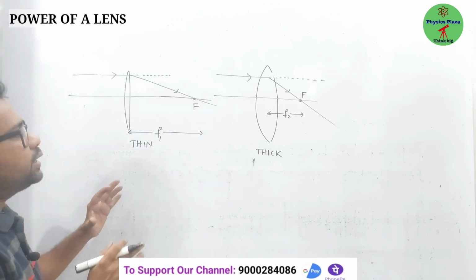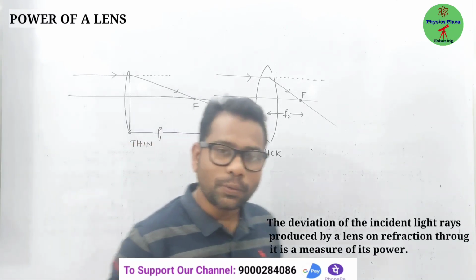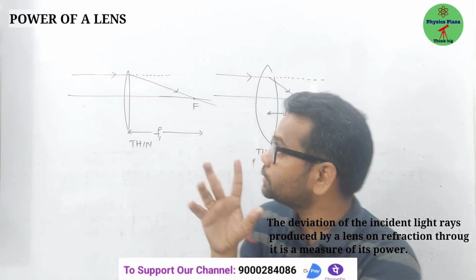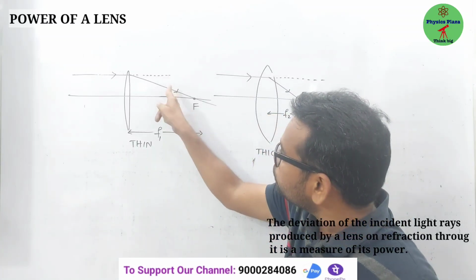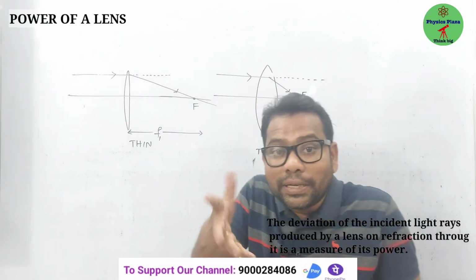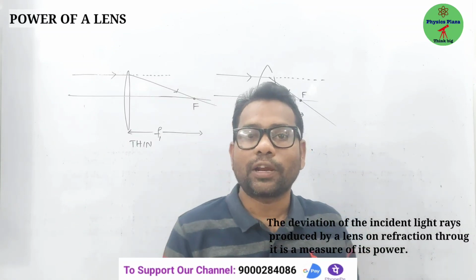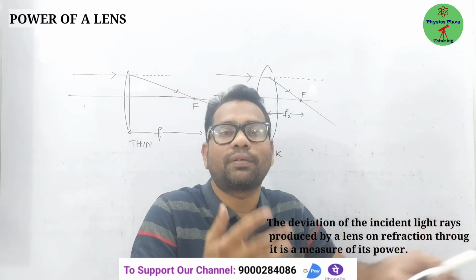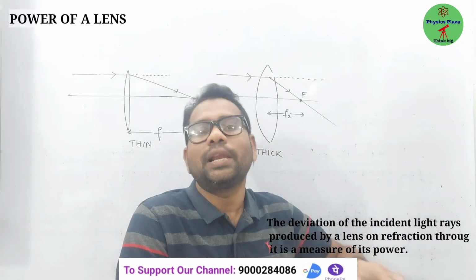Forget about the focal length first. Just think that here some deviation is produced. So the deviation produced is very, very important. Whenever light is incident on the lens, some deviation is produced by the lens. This ability to deviate the light ray is what we call the power. If it's deviating more, more power. If it's deviating less, less power.